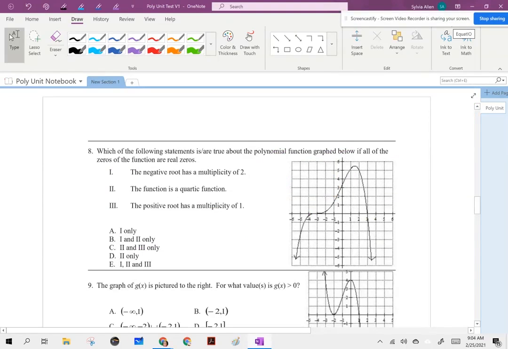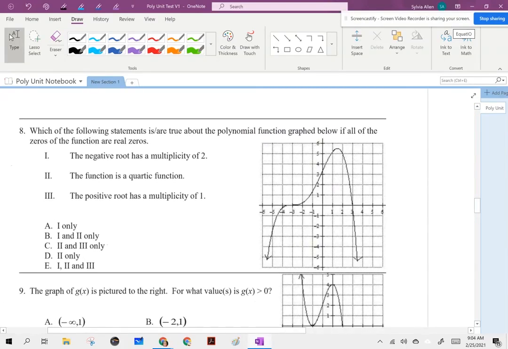Let's take a look at number 8. It says, which of the following statements is or are true about the polynomial graph below if all of the zeros of the function are real zeros? So we've got the negative root has a multiplicity of 2. Well, if they're talking about roots, then let's go ahead and identify them.